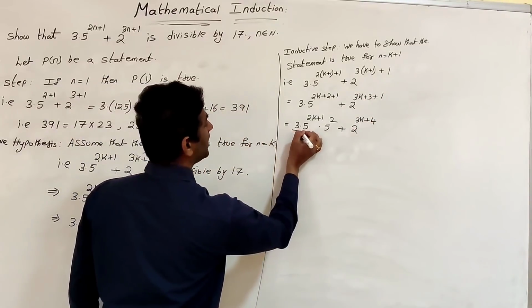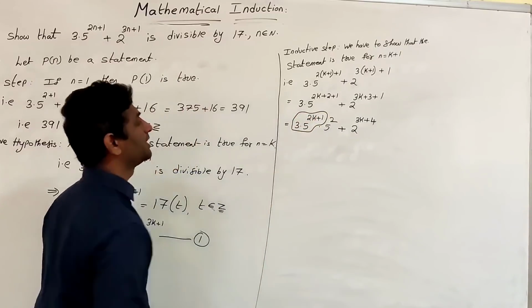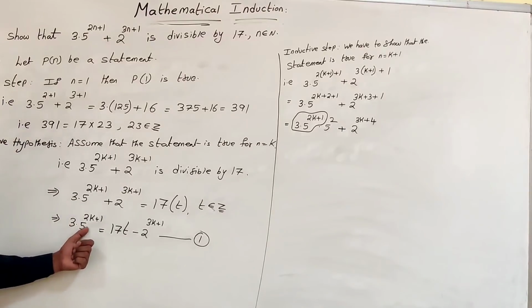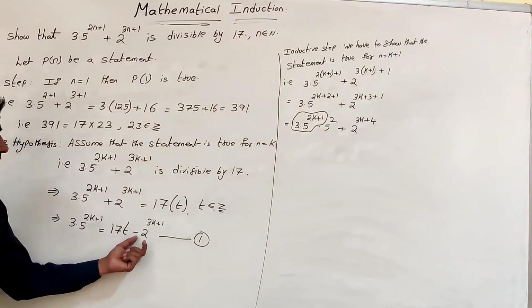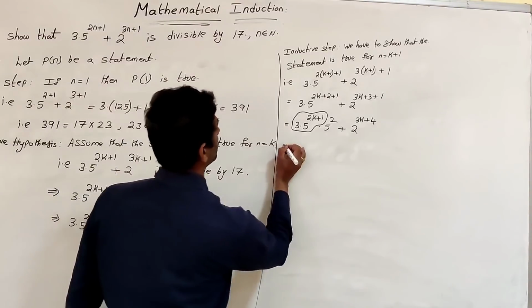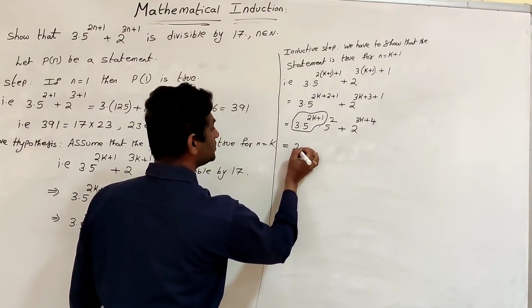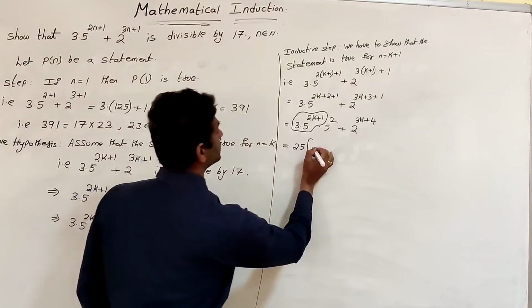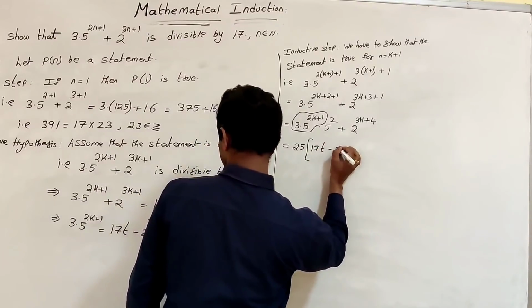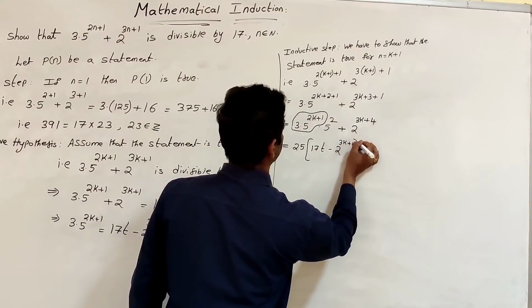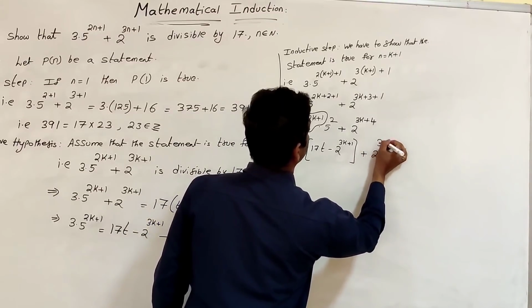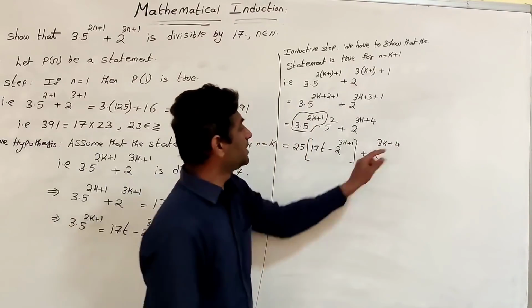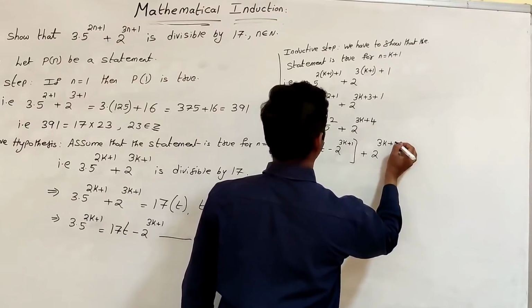But what is the value of 3 into 5 to the power of 2k plus 1 by using the inductive hypothesis? That is 3 into 5 to the power of 2k plus 1 can be written as 17t minus 2 to the power of 3k plus 1. So 5 square is as this. 5 square means 25 times, and 3 into 5 to the power of 2k plus 1 can be written as 17t minus 2 to the power of 3k plus 1, plus 2 to the power of 3k plus 4, and this 4 can be written as plus 1 plus 3.